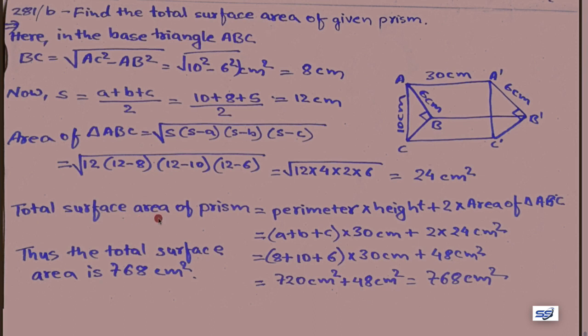Now here, total surface area of prism is equal to perimeter into height plus 2 into area of triangle ABC, is equal to A plus B plus C whole into 30 plus 2 into 24 centimeter square, is equal to 8 plus 10 plus 6 into 30 centimeter plus 48 centimeter square, is equal to 720 centimeter square plus 48 centimeter square, is equal to 768 centimeter square. Thus, total surface area is 768 centimeter square. In this way, we have solved all this problem related to prism.